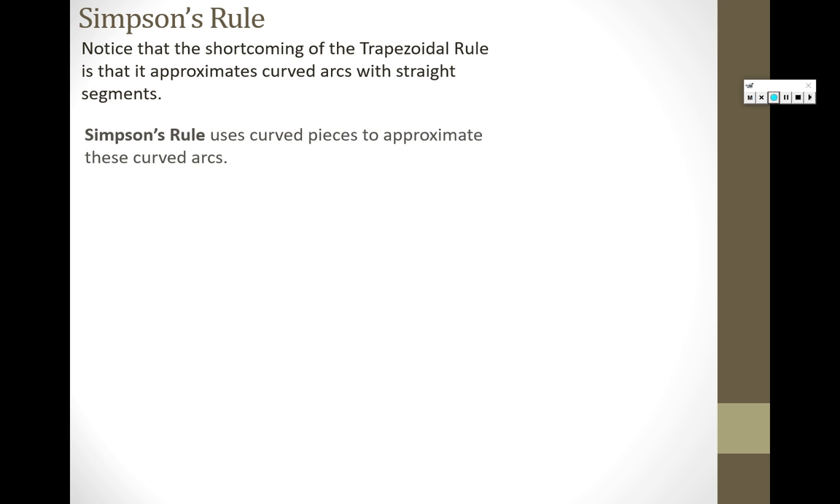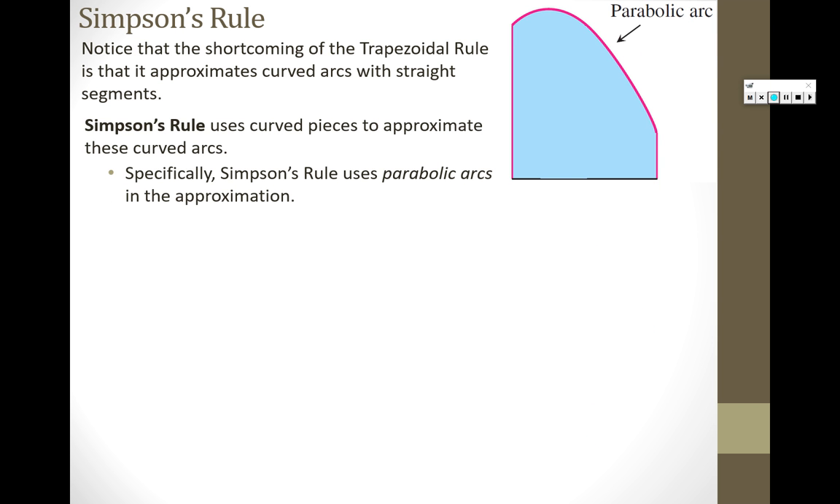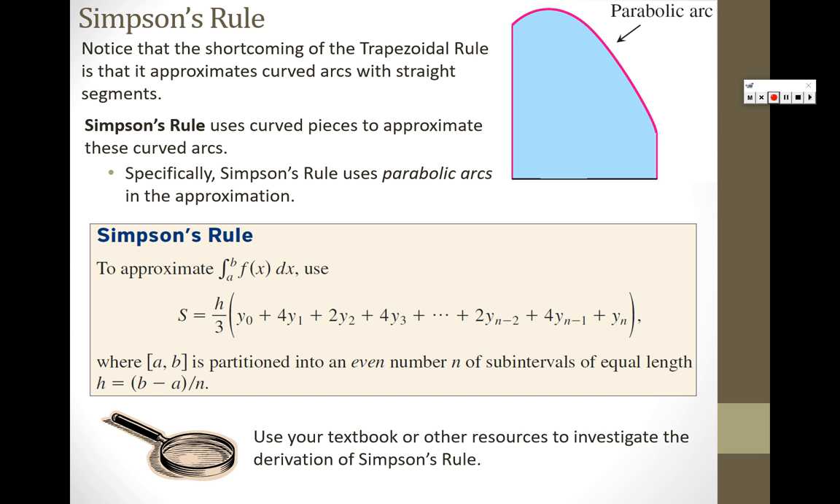So he noticed the shortcomings, and he used curve pieces. Specifically, he used parabolas, and you can do even better with other types of curves, but he just said, I'll use parabolas to estimate the curve in each particular section. After he did all his work, it still came down to something reasonably simple for Simpson's approximation. If he wants to approximate the integral from a to b of f of x, he used this.